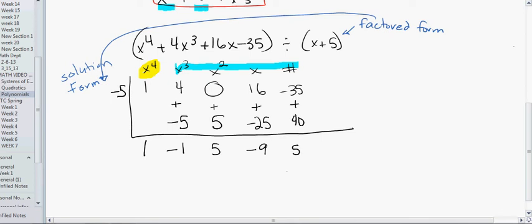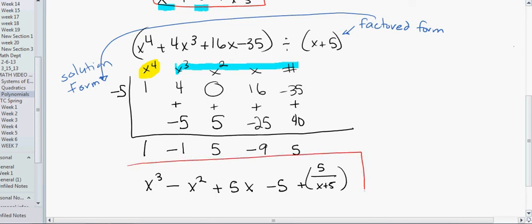All right, now I'm going to plug back in my x's, and I start with an x cubed. So it'll be 1x cubed minus 1x squared plus 5x minus 5, and that last number is always my remainder, so plus the remainder over x plus 5. And I'm adding that fraction in at the end. And there is my answer using synthetic division.